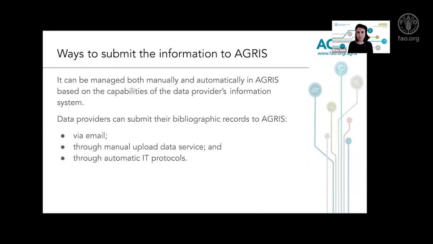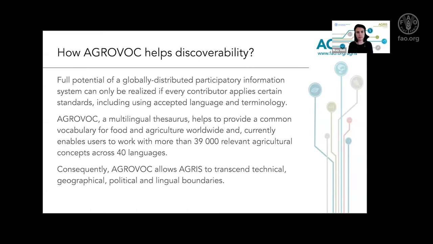Maybe I should also say how AgroVoc actually helps discoverability. AgroVoc is used worldwide and currently enables users to work with more than 39,000 different relevant agricultural concepts across 40 languages. When you use the AGRIS database, this is just a small example, if you put in rice in your own language, and it is translated into other languages in AgroVoc, AgroVoc also catches rice in other languages, even though you used a non-English language when doing your search.